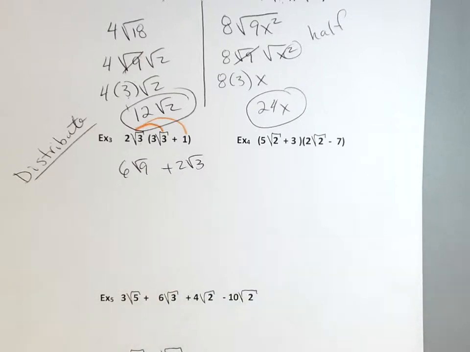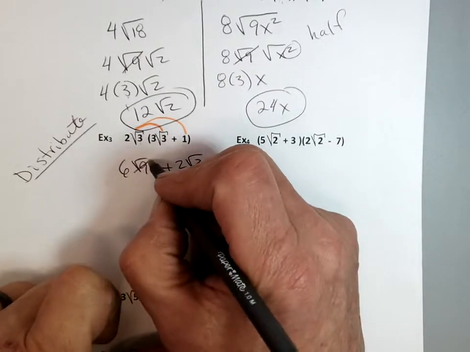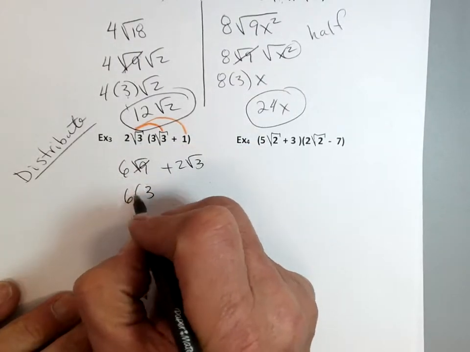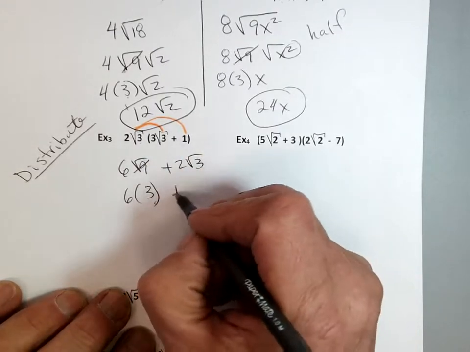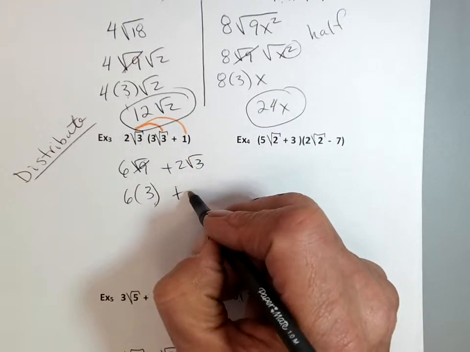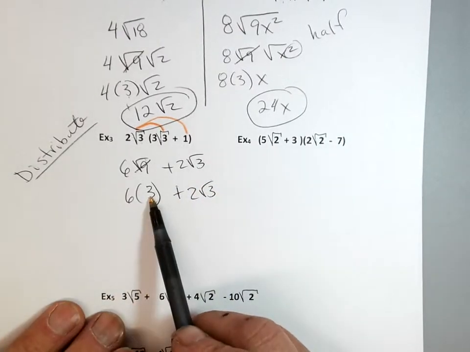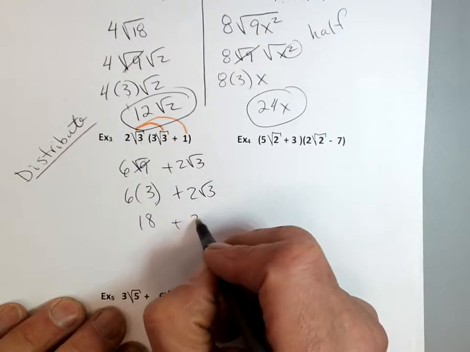Okay, now, I'm going to take the square root of 9, which is 3, right? I have this 6 with me still, right? So square root of 9 is 3. No, but you're ahead of me. I like that, okay? Now, 6 times 3 is 18 plus 2 square roots of 3.